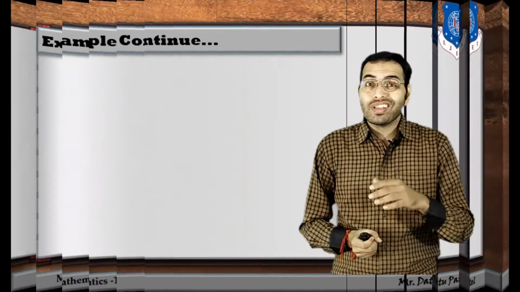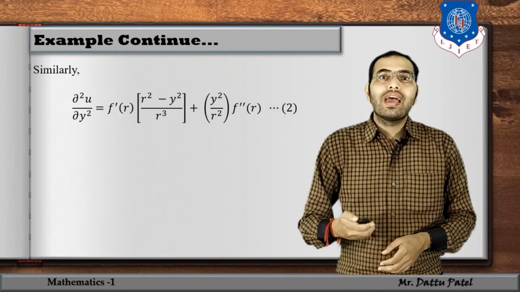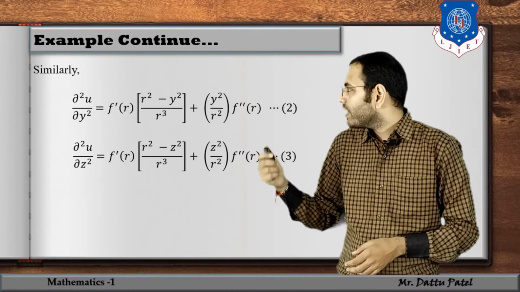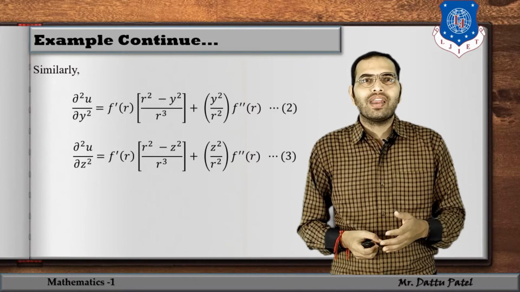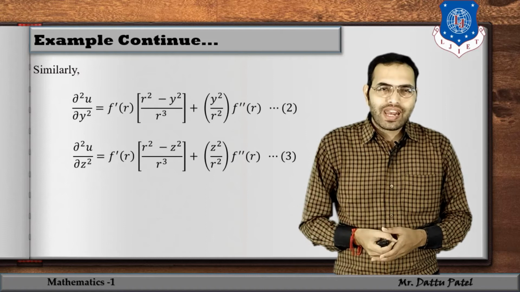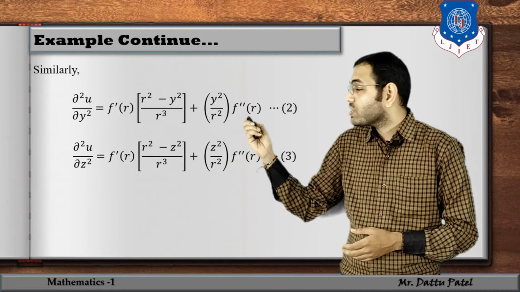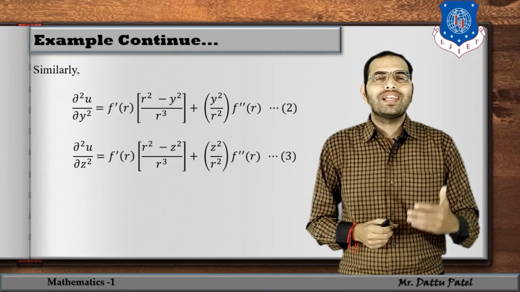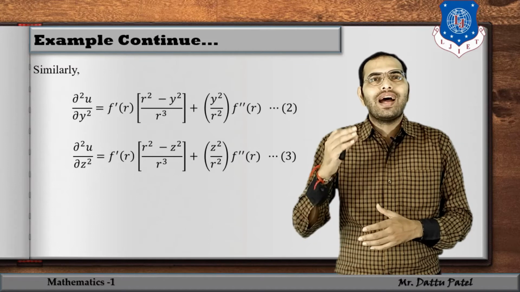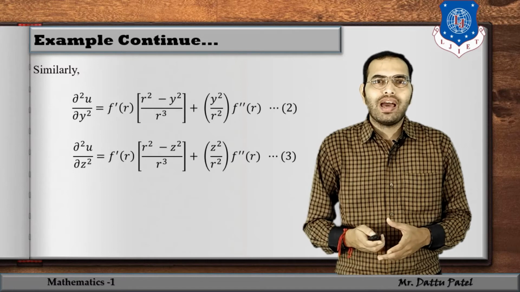Now similarly we can find the value of del square u by del y square and del square u by del z square. Then del square u by del y square equals f dash of r (r square minus y square) upon r cube plus y square by r square into f double dash of r. That is our equation number 2. Similarly, equation number 3 becomes del square u by del z square equals f dash of r (r square minus z square) by r cube plus z square by r square into f double dash of r.